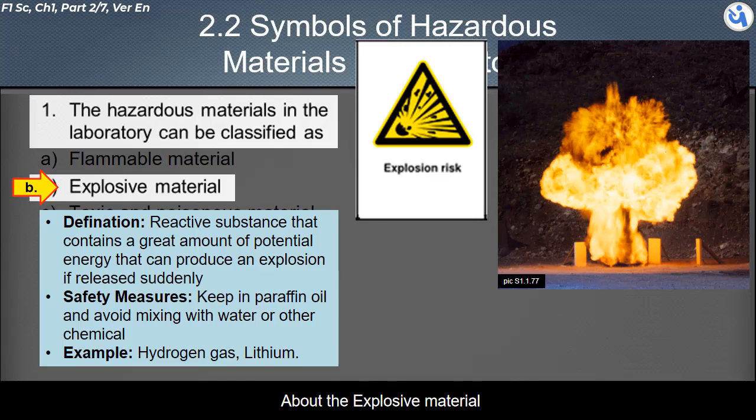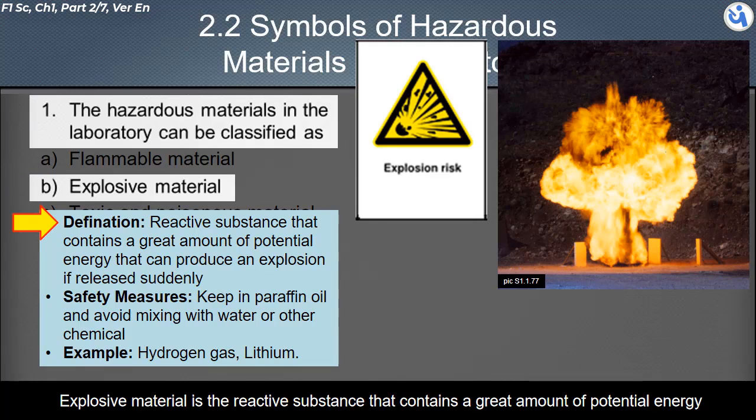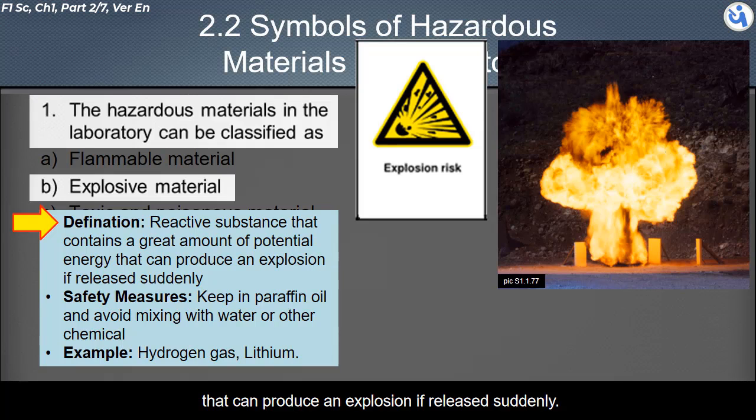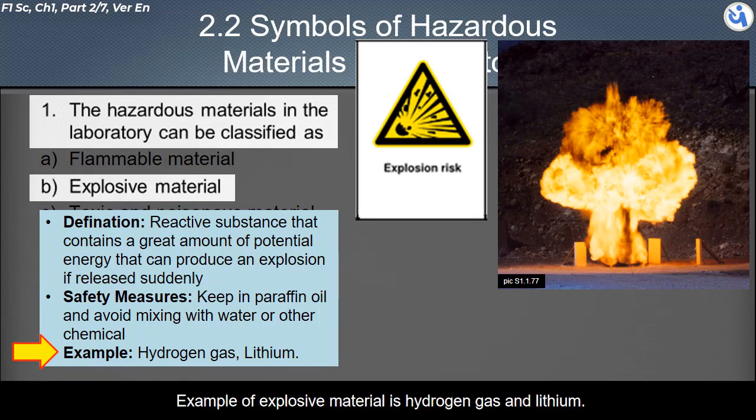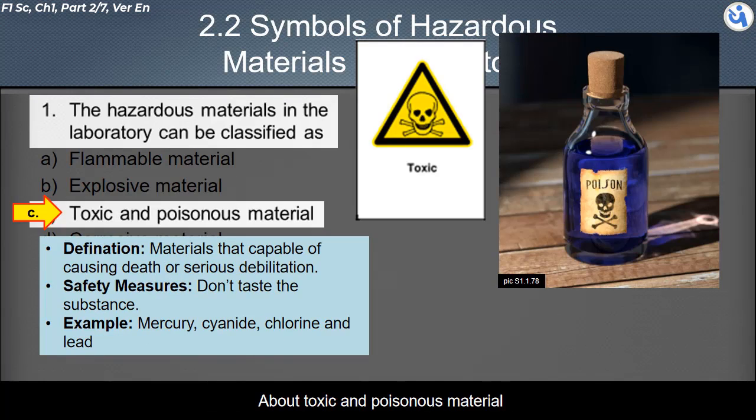About the explosive material. Explosive material is a reactive substance that contains a great amount of potential energy that can produce an explosion if released suddenly. For safety measures, we keep it in paraffin oil and avoid mixing it with water or alcohol. Examples of explosive material are hydrogen gas and lithium. About toxic and poisonous material.